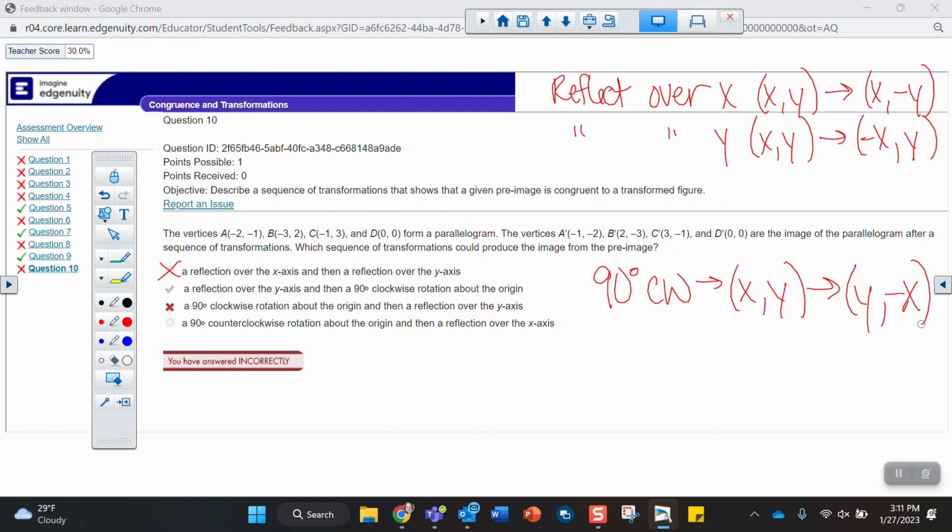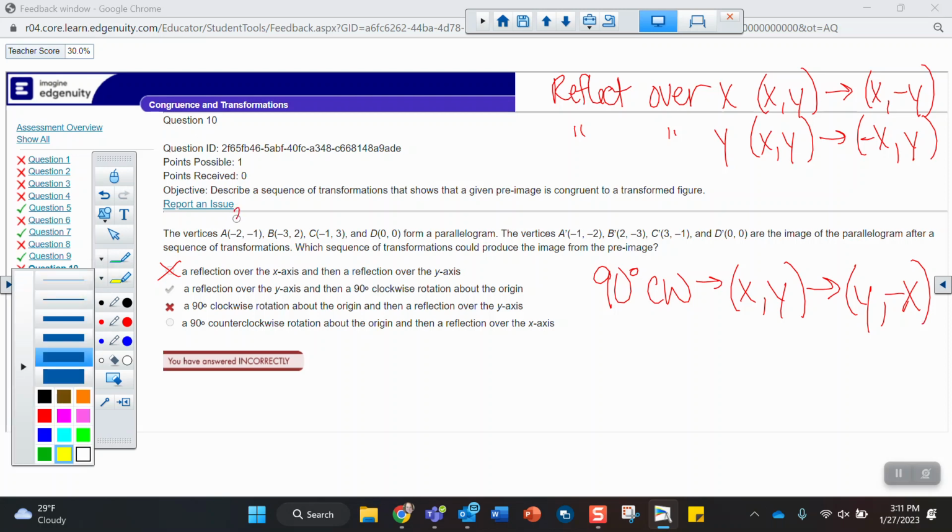So reflection over the y would keep these ordered pairs like this. So the x is going to change signs and the y is going to stay the same, and at 0, 0, nothing happens there.